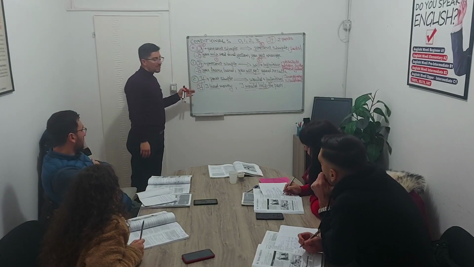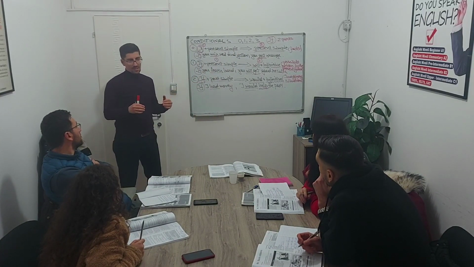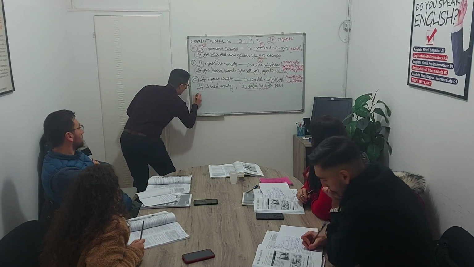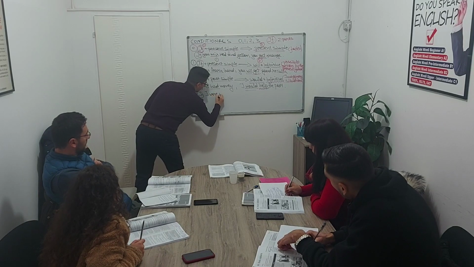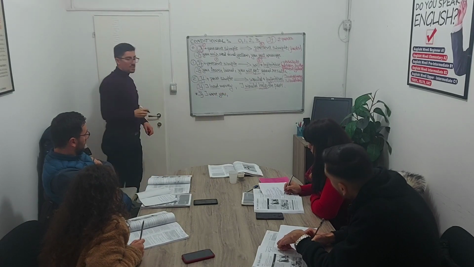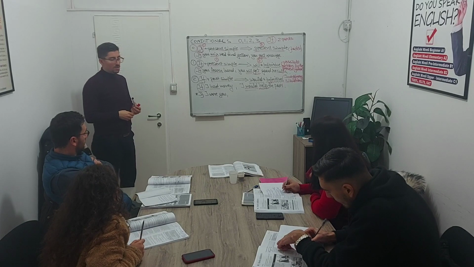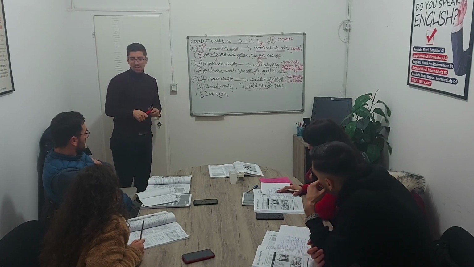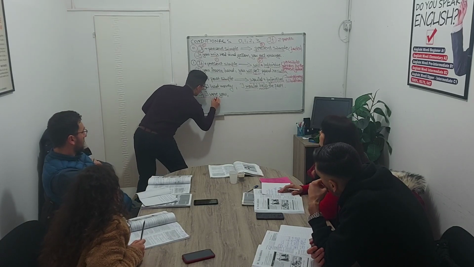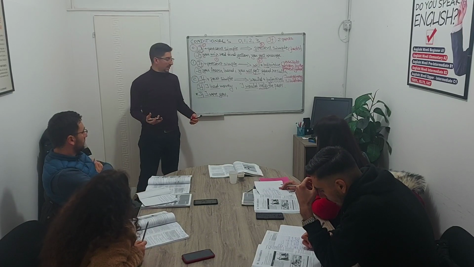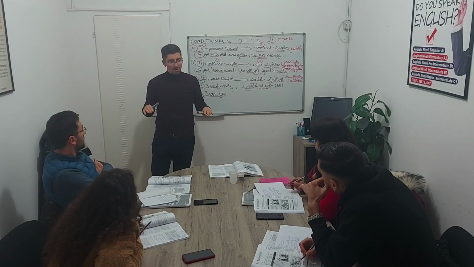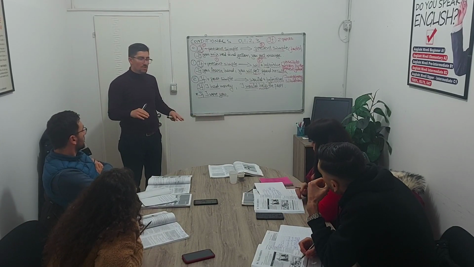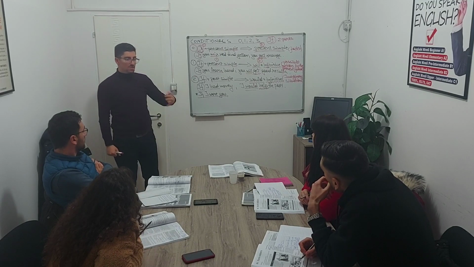Now, together with the second conditional, we've got a fixed phrase, an unchangeable one. And that is, if I were you. How do we translate the phrase, if I were you? Very good. Po të isha ti, po të isha në vendin tënd. Okay? If I were you. This doesn't change. Kjo nuk ndryshon. It remains the same. When you use it, it remains the same. Po të isha në vendin tënd.